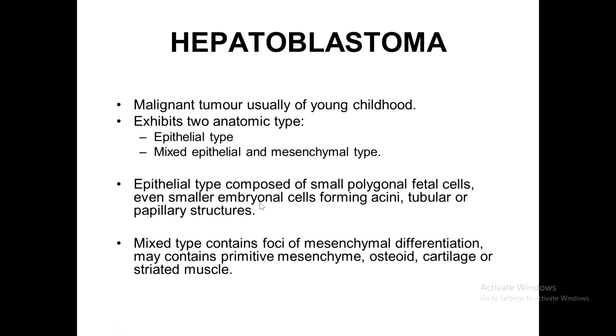So it can have both of these components, or it can have just this simple epithelial component. The epithelial component is basically composed of small polygonal fetal cells, and even smaller embryonal cells forming the acini, tubules, or the papillary structures that we have just seen. While the mixed type contains foci of mesenchymal differentiation. This mesenchymal differentiation is what differentiates it from the epithelial type, and it can have primitive mesenchyme like neural tissue, it can have osteoid, it can have cartilage, it can have striated muscle. So anything can happen in the hepatoblastoma if it's a mixed type, because it is going to change into mesenchymal cells.